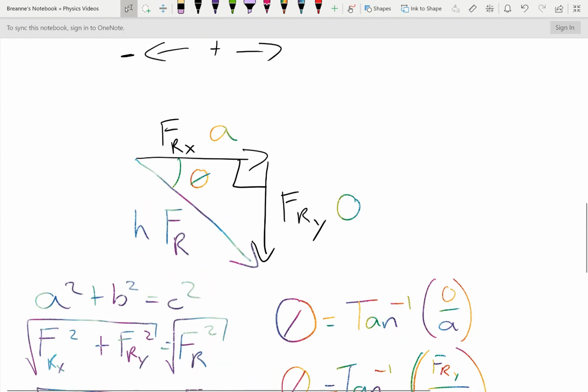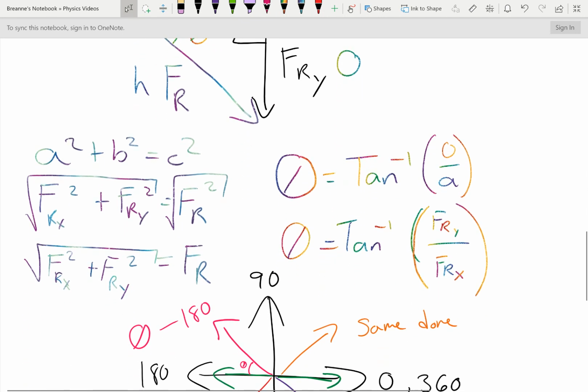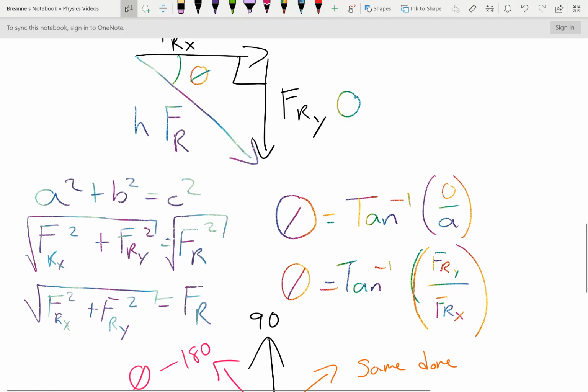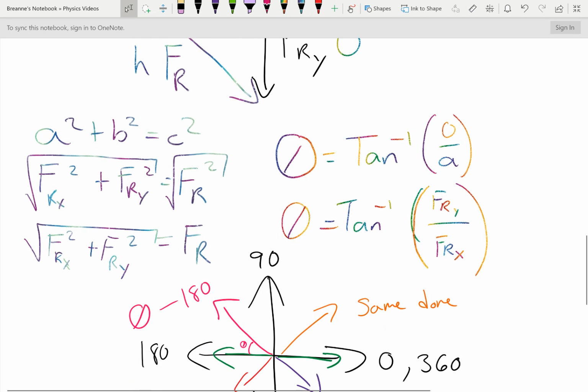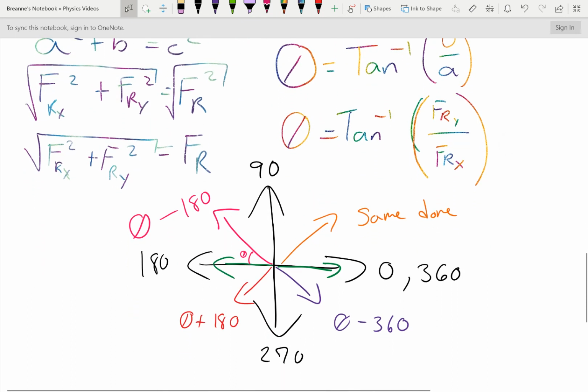Then you would have to do another triangle, draw your horizontal first, and draw your vertical, have your hypotenuse, use Pythagorean theorem to solve for your resultant force, and then use your inverse tan, or you can use any sine or cosine. I just tend to use inverse tan to solve for your angle, and then you have to see where it actually is on your unit circle.